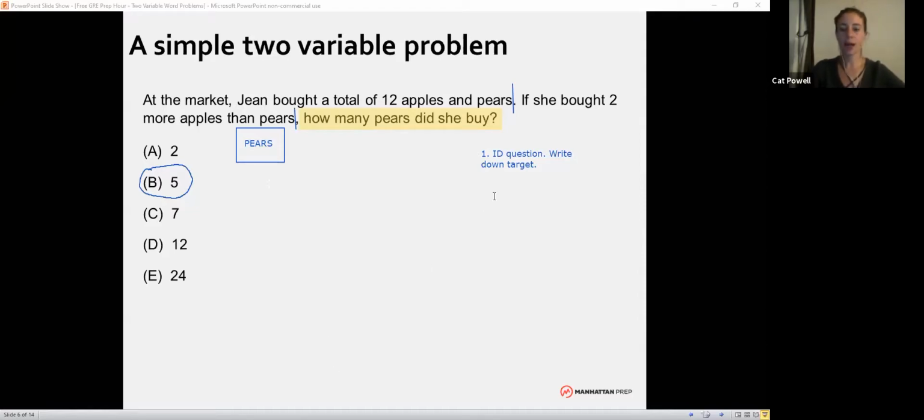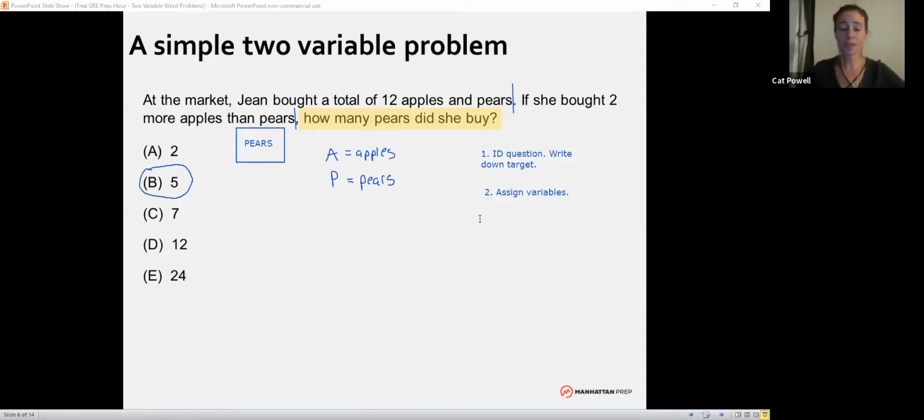So, okay, she bought apples and pears. Cool. I can immediately assign variables, and I'm going to be really clear about that. This step is going to be really important when things get more complicated. I'm going to say A equals apples, P equals pears. Obvious for this problem, but it's going to help us later on.